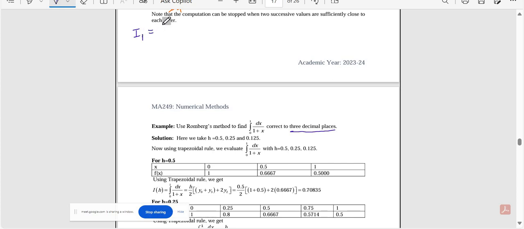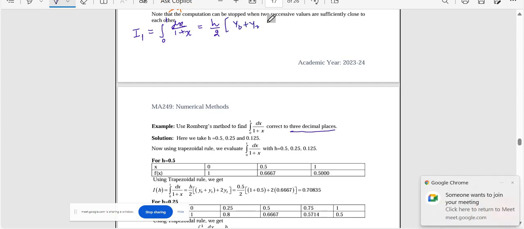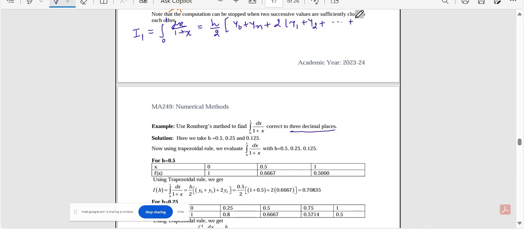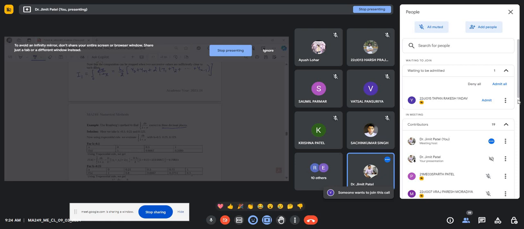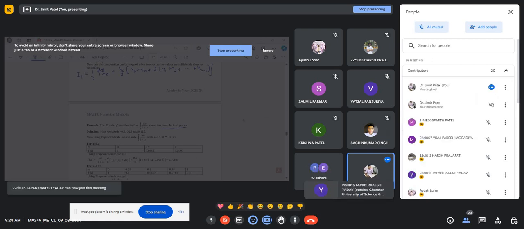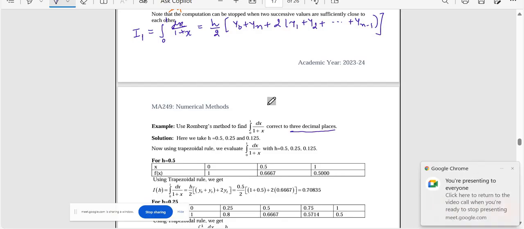So I1 is equal to the integration from 0 to 1 of dx upon 1 plus x, that will be h by 2 times y0 plus yn plus 2 times y1 plus y2 and so on up to yn minus 1. Is it clear, everybody?